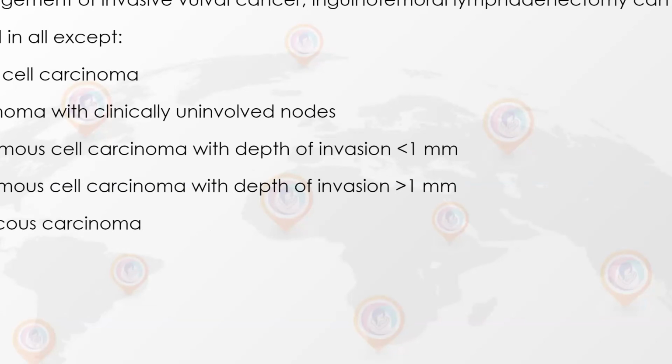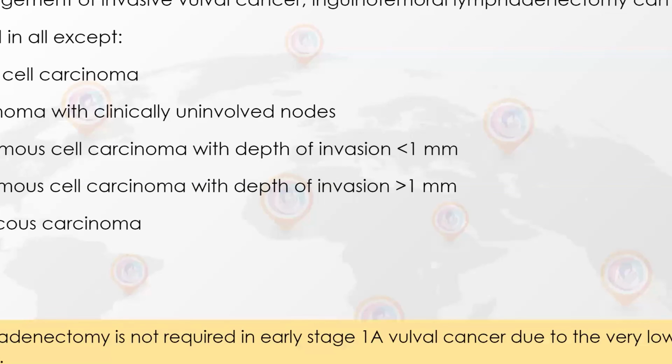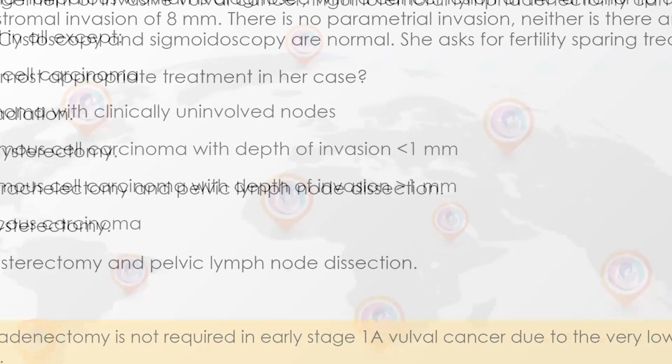In the management of invasive vulval cancer, inguinofemoral lymphadenectomy can be avoided in all except. So in all these cases, you can let go of inguinofemoral lymphadenectomy, except the answer is D, because we have discussed that in case of squamous cell carcinoma with a depth of invasion more than 1 millimeter, that is in case of stage 1B, you have to go for lymphadenectomy. Lymphadenectomy is not required in 1A, less than 1 millimeter, because of a very less chance of groin metastasis, less than 1%. Even remember that in verrucous carcinoma, basal cell carcinoma, and in melanoma with clinically uninvolved nodes, there is no need for inguinofemoral lymphadenectomy.